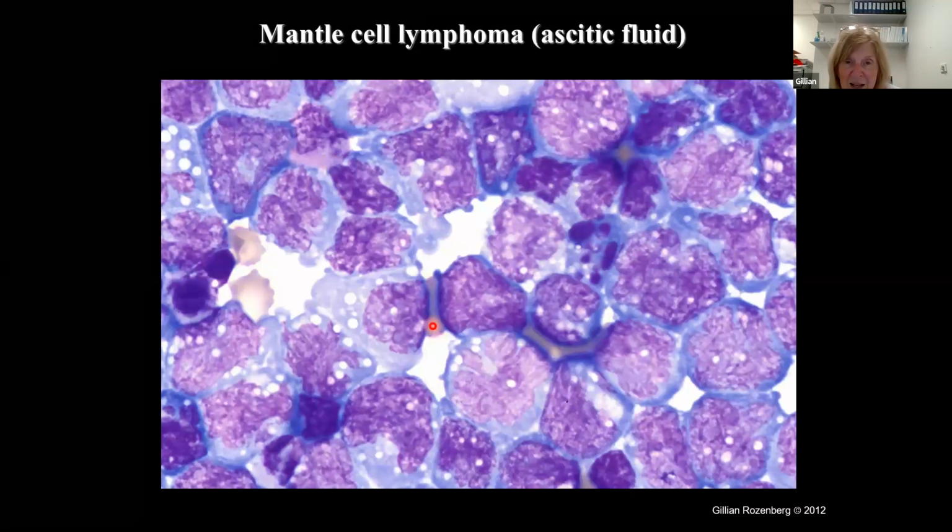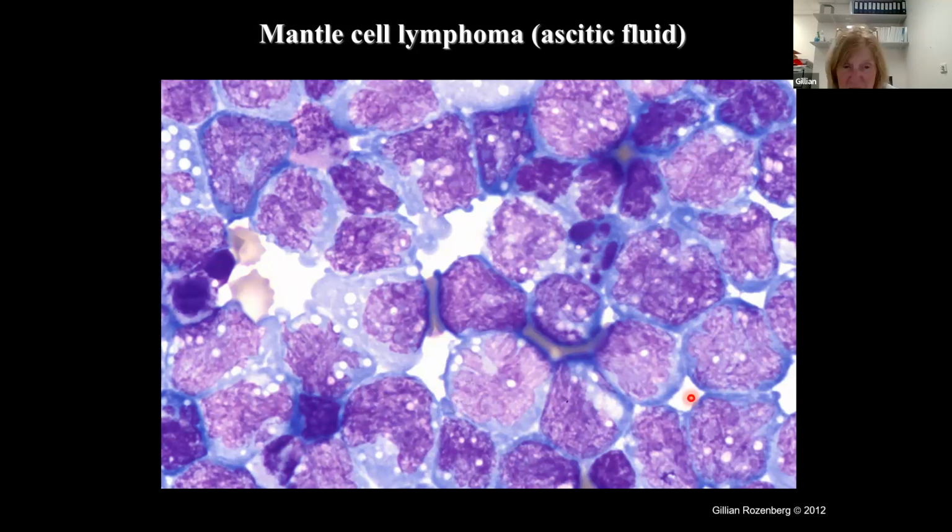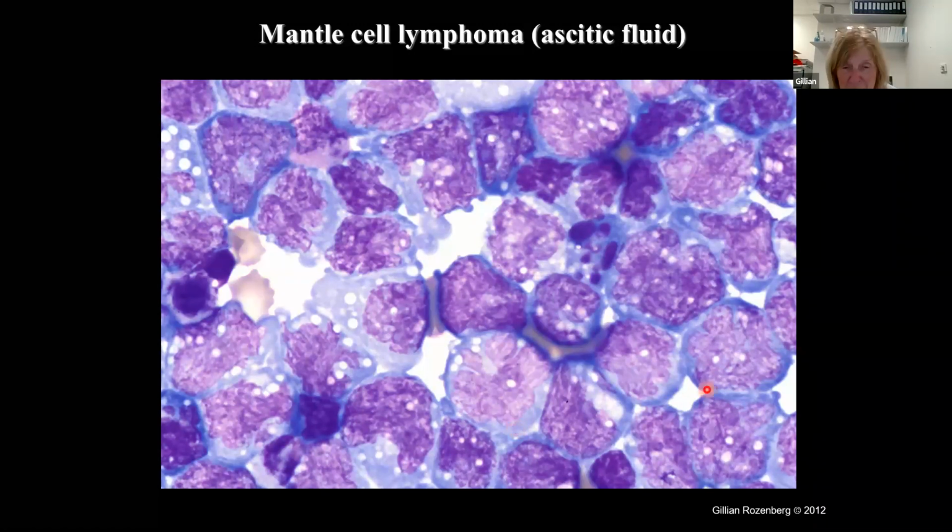And this is another patient, a poor patient. This is the ascitic fluid of somebody who had mantle cell lymphoma. And this is a terminal stage of the disorder. Just to give you an idea, we look at a lot of body fluids where I work. Sometimes it can get a bit overpowering, so many fluids, but this is a patient who's got ascites and terminal stage of mantle cell lymphoma.